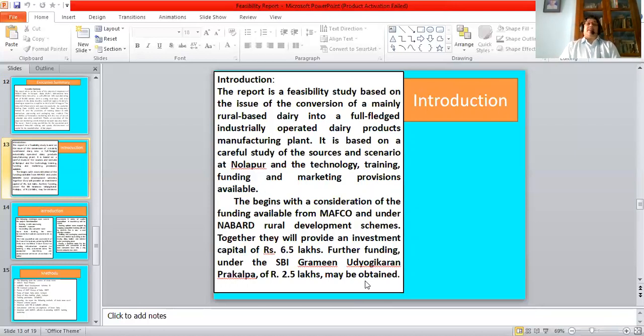The report then goes on to talk about the funding. It begins with the consideration of the funding available from NAFCO and other NABARD rural development schemes. Together, they will provide an investment capital of rupees 6.5 lakhs. Further funding under the SBI Gramin Udyogikaran Prakalpa of rupees 2.5 lakhs may be obtained.